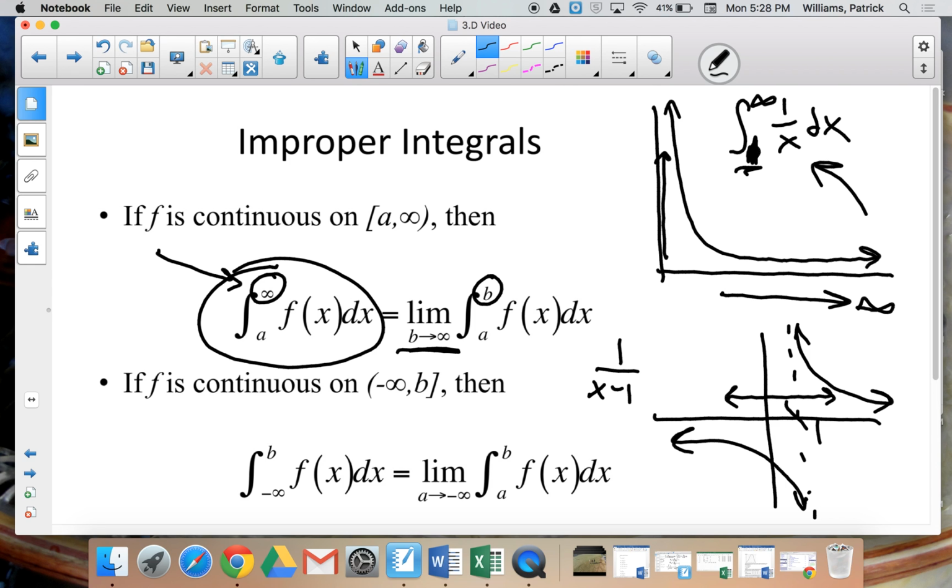Okay? So in this example down here, it's just the reverse. This is if we had a lower limit of integration that went to negative infinity. All right?